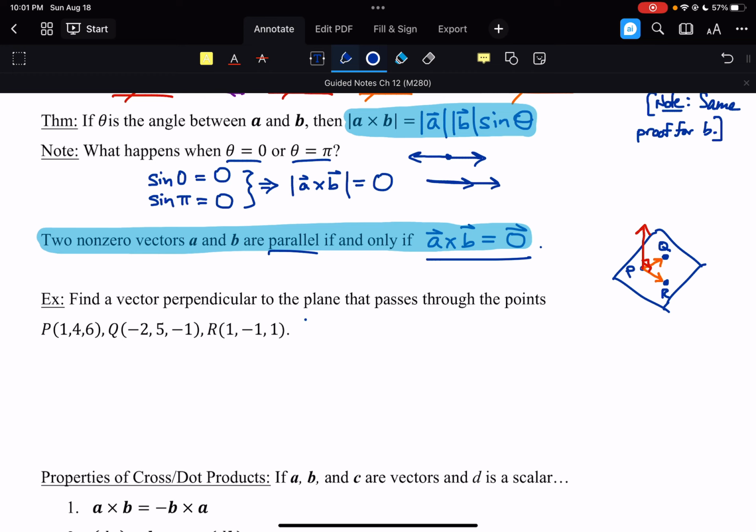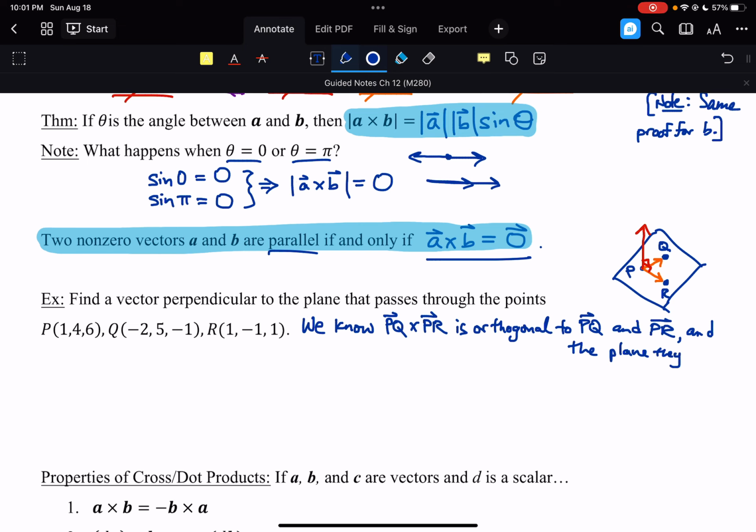Okay, so let's write this down here. So we know PQ cross PR is orthogonal to PQ and PR, and the plane they are in.